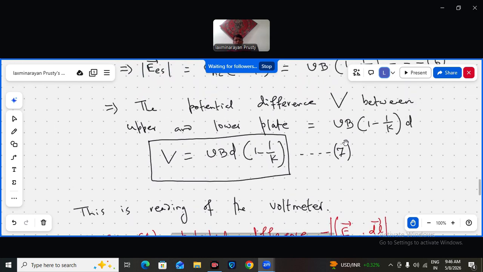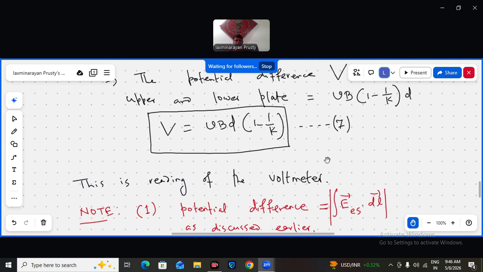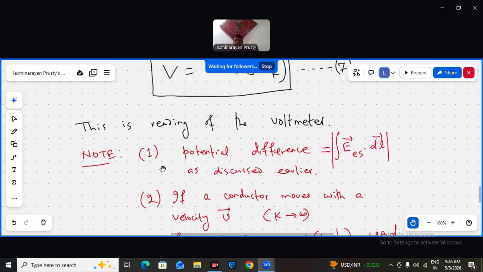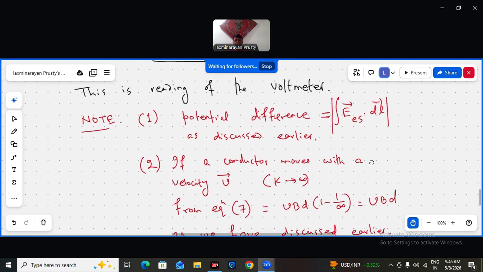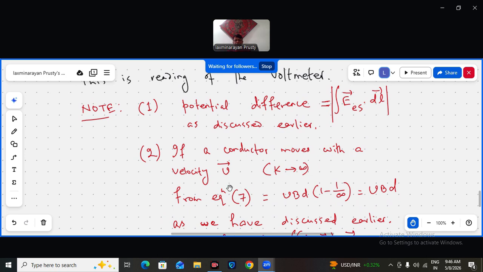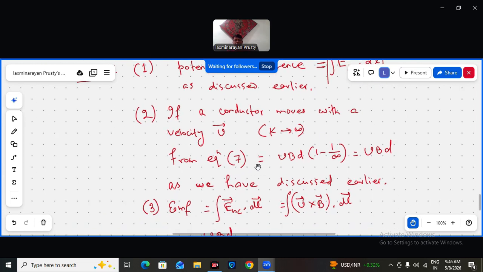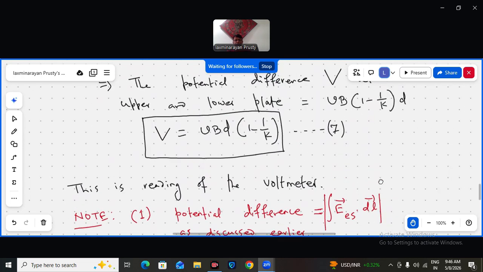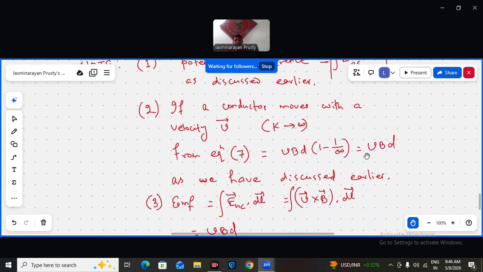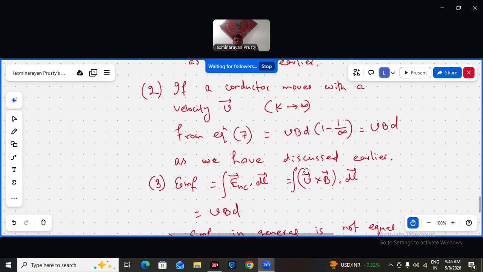Now, are you clear about the potential difference and EMF? I think you are. So what did we write in the notes? Potential difference is the magnitude of the integral of electrostatic field dot dl, as discussed earlier. Keep in mind, if a conductor moves with velocity v bar, K tends to infinity, as you know. For a conductor, the dielectric constant tends to infinity. So in equation 7, VBD (1 minus 1 by infinity) will give you VBD, as we have seen earlier.